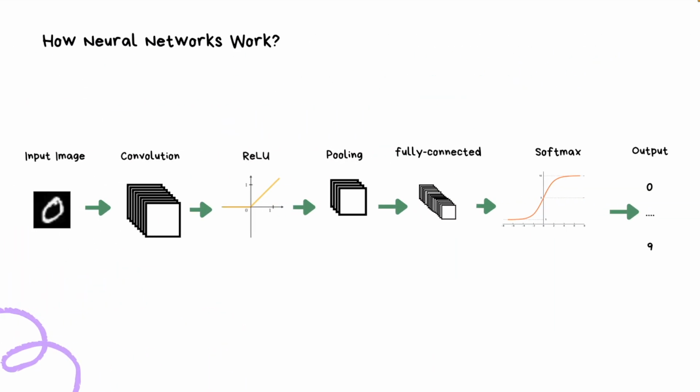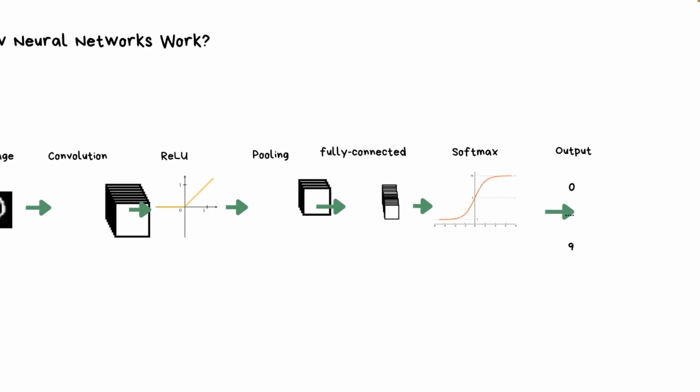To understand ONNX, we first need to understand what a neural network actually is. A neural network is simply a sequence of mathematical operations. Data flows through layers, and each layer transforms the information until a prediction is produced.